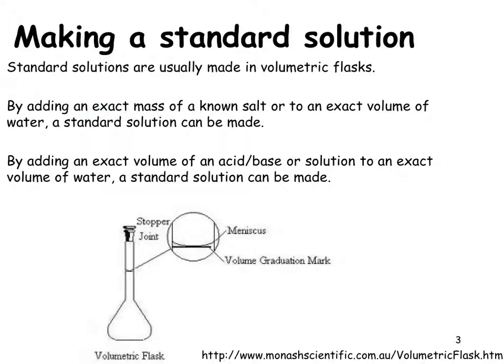You add an exact mass of a known salt or an exact volume of a specific liquid, and you add the water to make your standard solution. By getting exact volumes of acids or bases in the solution, you can make a standard solution. In other words, I know what's happening in there. You would always read the bottom of the meniscus, and you don't have an error of parallax. You need to bring your eye into the level so that it can see the meniscus straight.